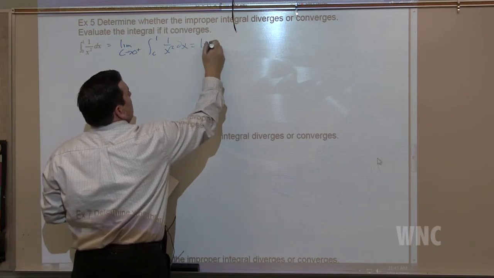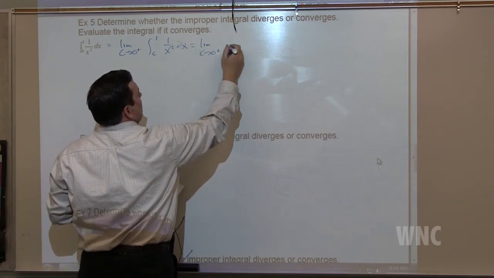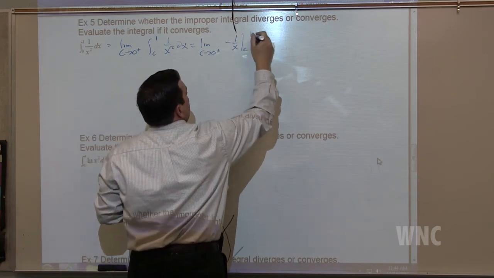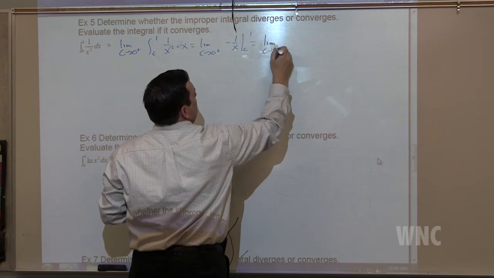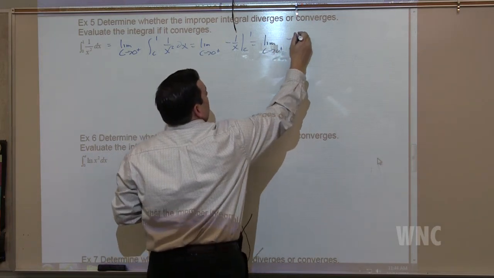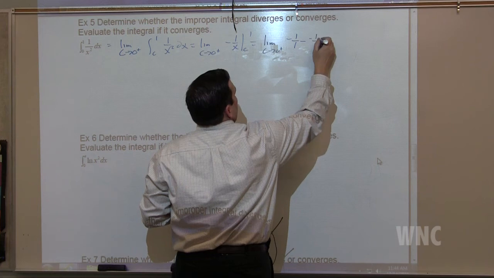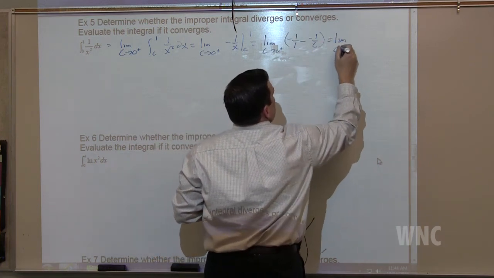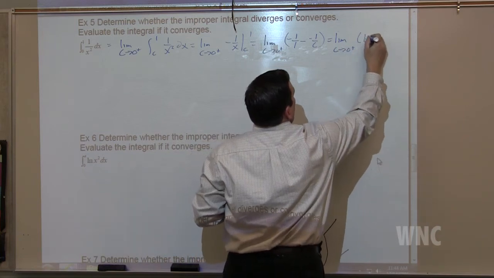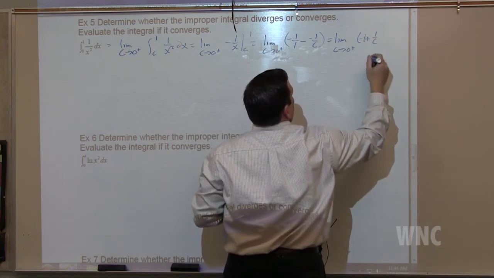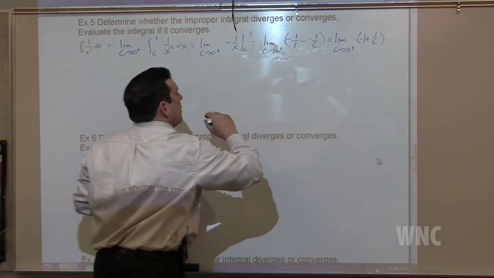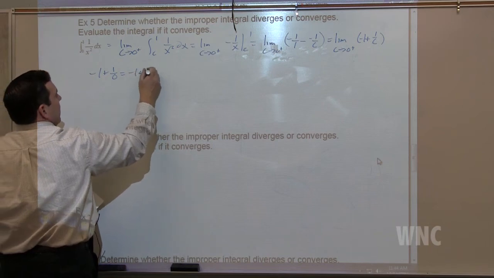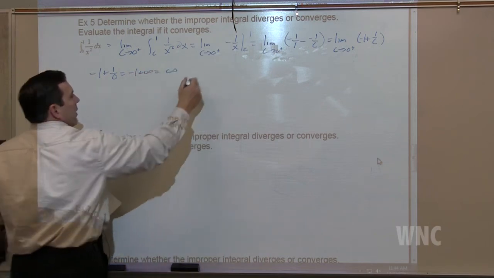It's going to be the limit as c approaches 0 from the right side of negative 1 over x from c to 1. That's the limit as c approaches 0 from the right side of negative 1 over 1 minus negative 1 over c. So that's the limit as c approaches 0 from the right side of negative 1 plus 1 over c. So that's going to be negative 1 plus 1 over 0, which is negative 1 plus infinity, which is infinity. So it diverges.